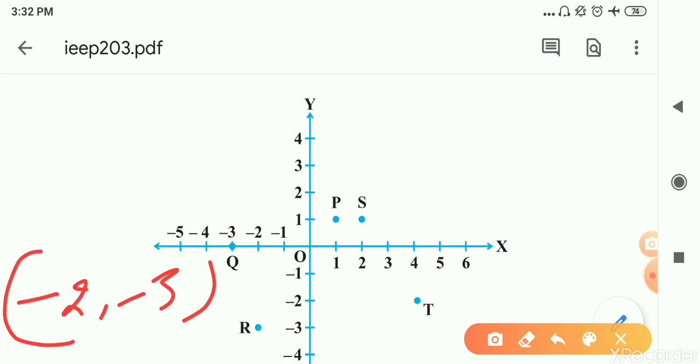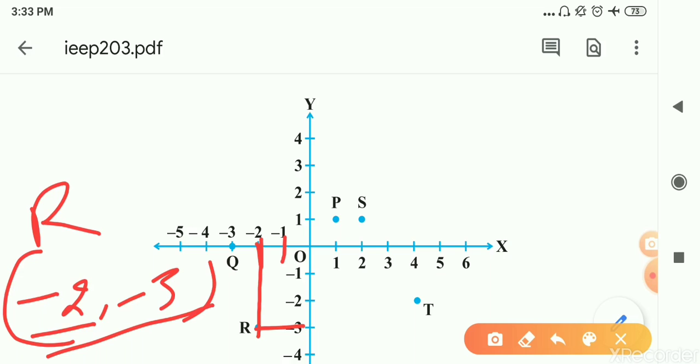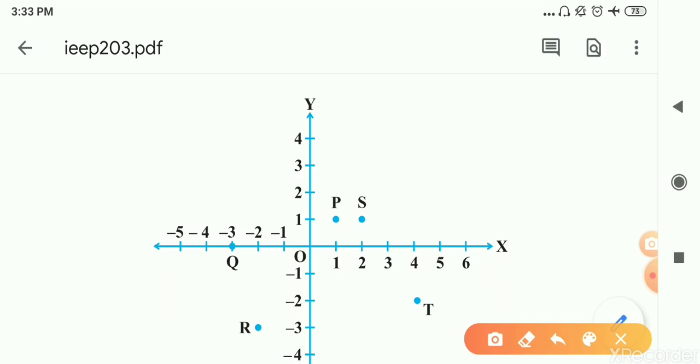Got it? Minus 2 because the perpendicular distance of this point from the y-axis is 2 units. Actually, minus is representing just the direction. Okay, so we can say the coordinates of point R is minus 2 comma minus 3. The last point, that is T, is lying in the fourth quadrant. As you know, the signs of the fourth quadrant are plus comma minus. So let me write its coordinate. Let us draw the perpendicular distance first from the x-axis as well as the y-axis.